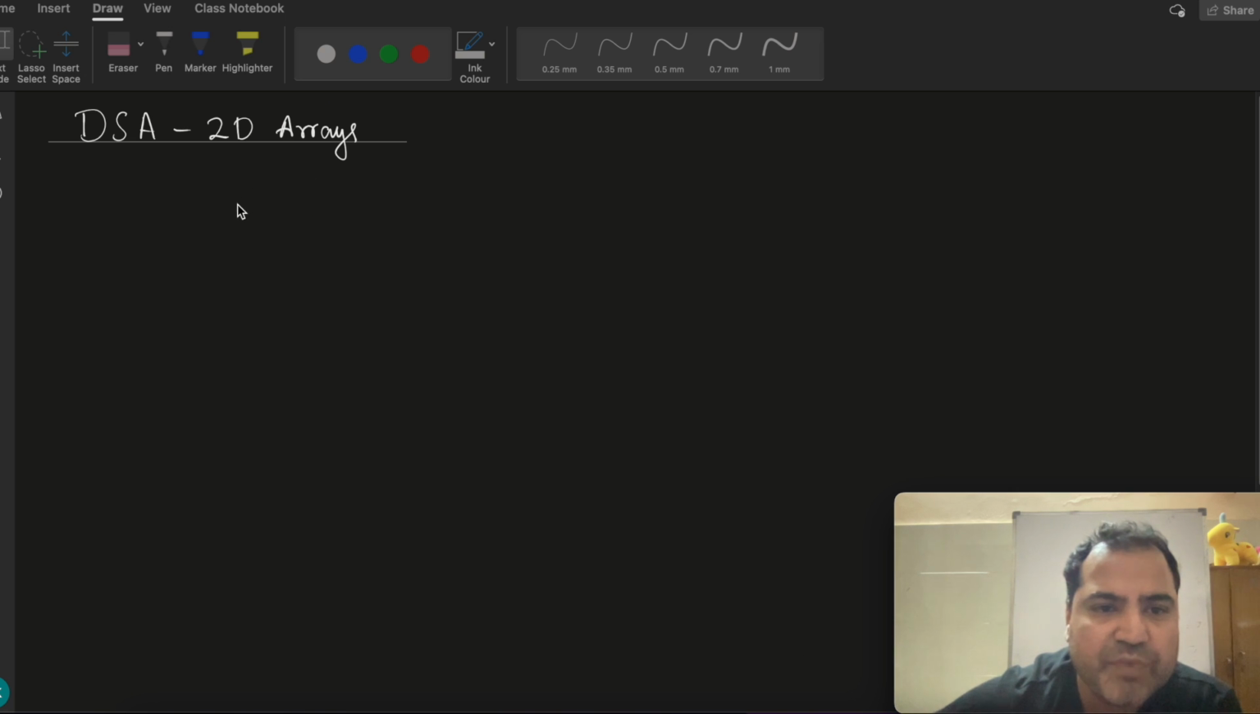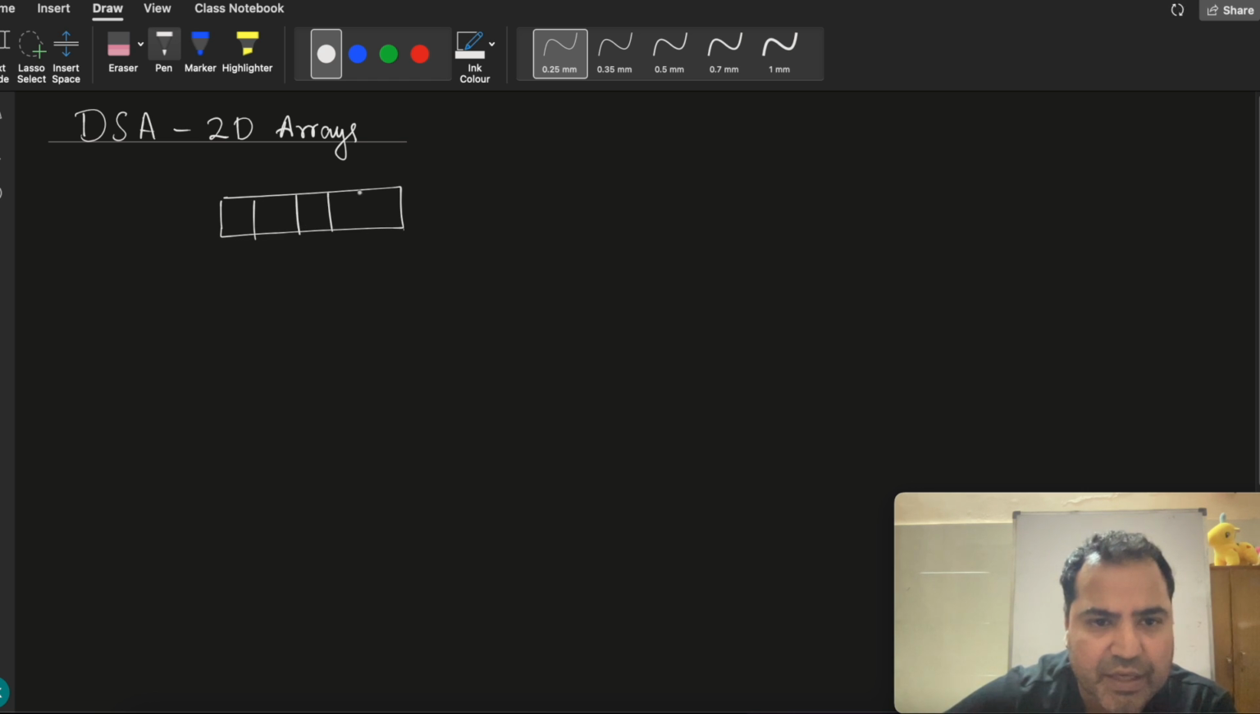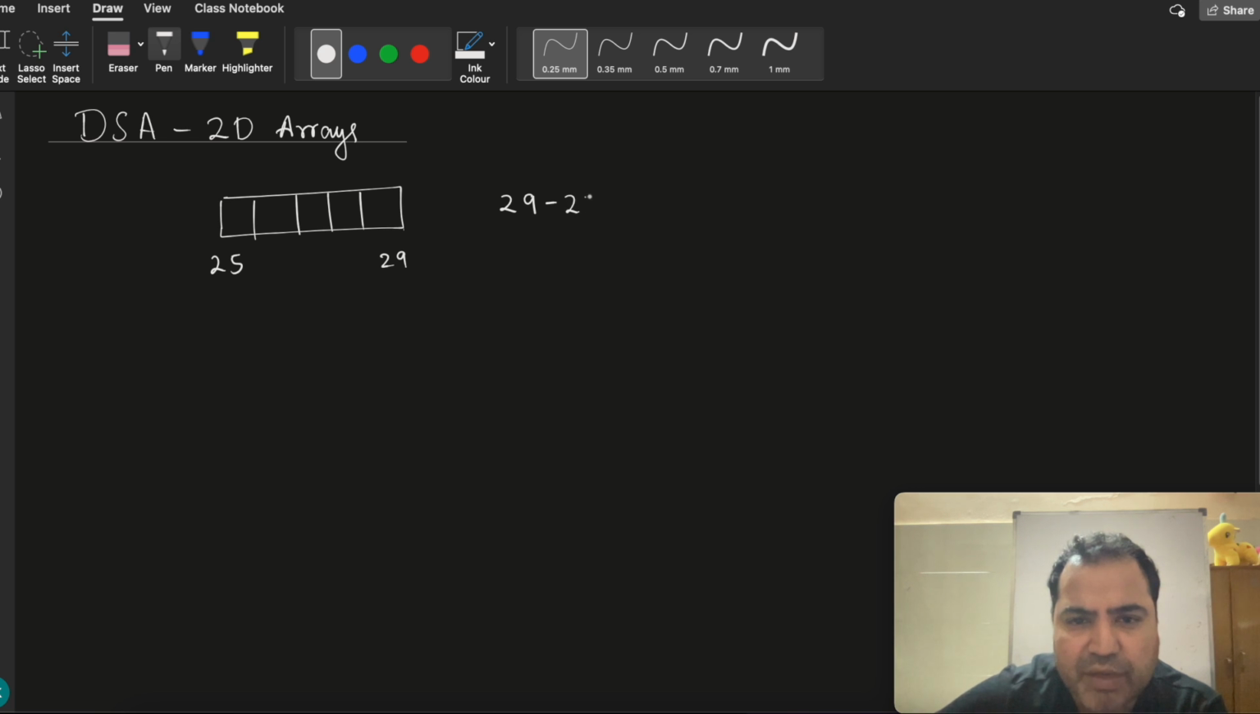Before starting 2D arrays, let us find out a way to count the elements in an array or any given list. Say you have some numbers in an array, where the base starts from 25 and it goes 26, 27, 28, 29. If you want to count the number of elements, as we can see, it is 1, 2, 3, 4, 5. But there is a very basic formula: 29 minus 25 plus 1. This will give you 5 elements.